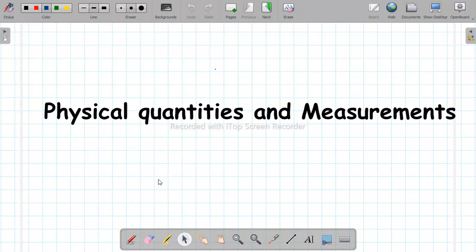In this lecture, we are going to first look at some physical quantities and the conventions and standards for these physical quantities. And then later on, we'll apply these conventions to answer exam questions. Let's get started.